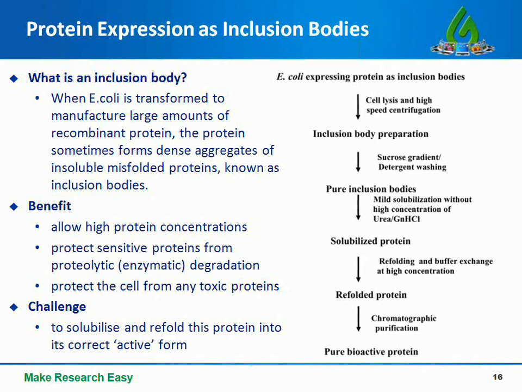When E. coli is transformed to manufacture large amounts of recombinant protein, the protein sometimes forms dense aggregates of insoluble misfolded proteins, known as inclusion bodies.